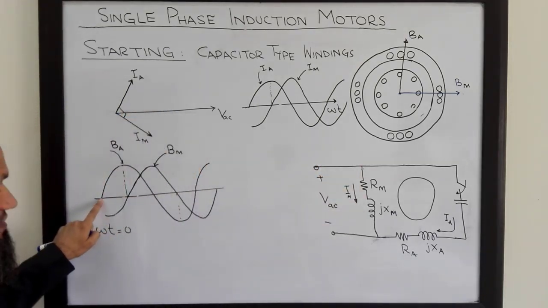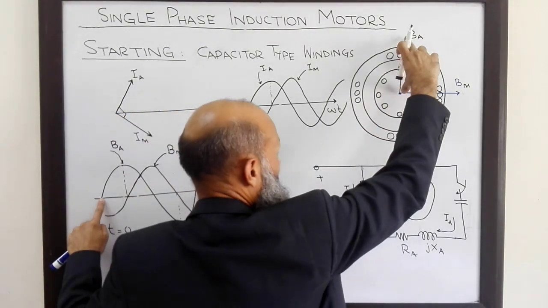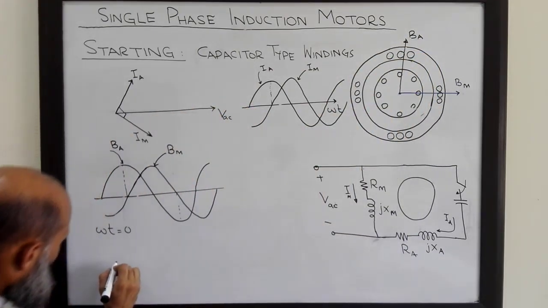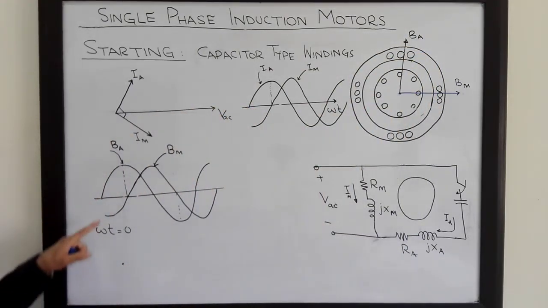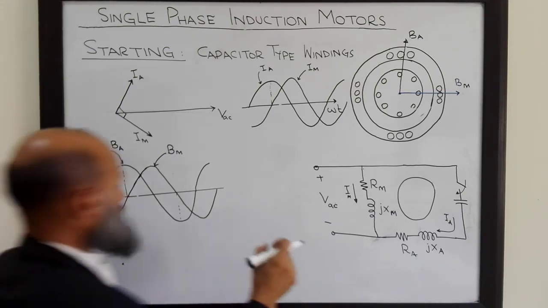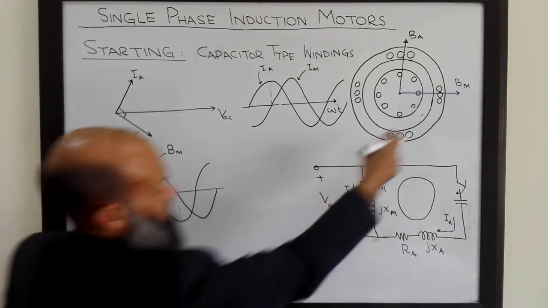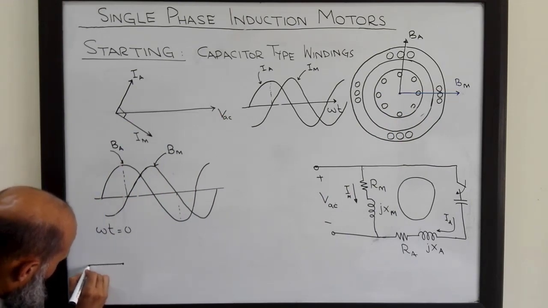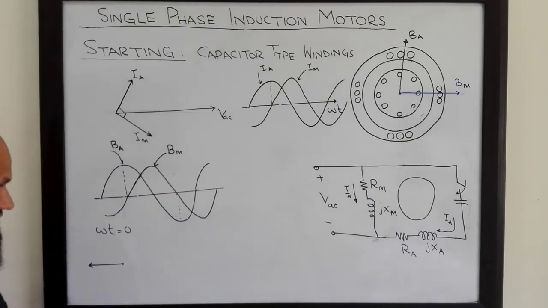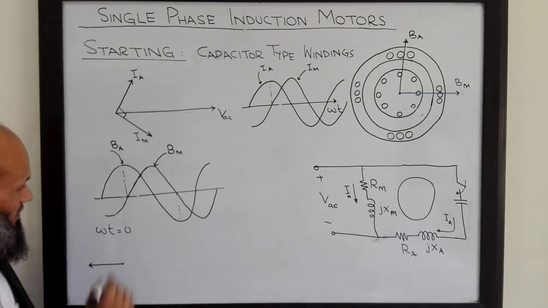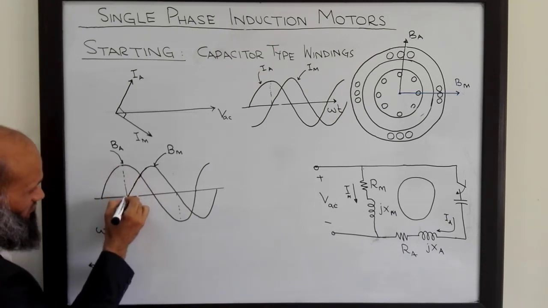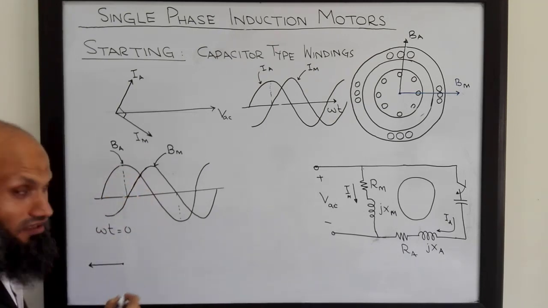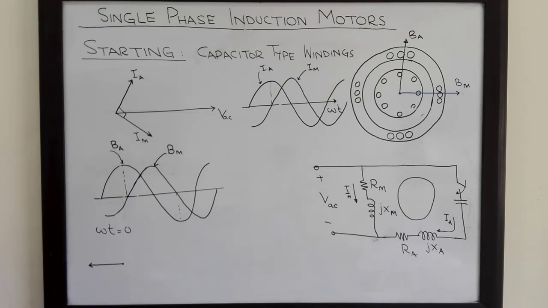At this time instant, what is the magnitude of Ba? The magnitude of Ba is 0. What is the magnitude of Bm? The magnitude of Bm is maximum but in the opposite direction. So here is Bm. The net flux density vector, the phasor sum of Ba and Bm, is over here. Now let's analyze the situation at this time instant, omega t equal to 90 degrees. What is the situation now?